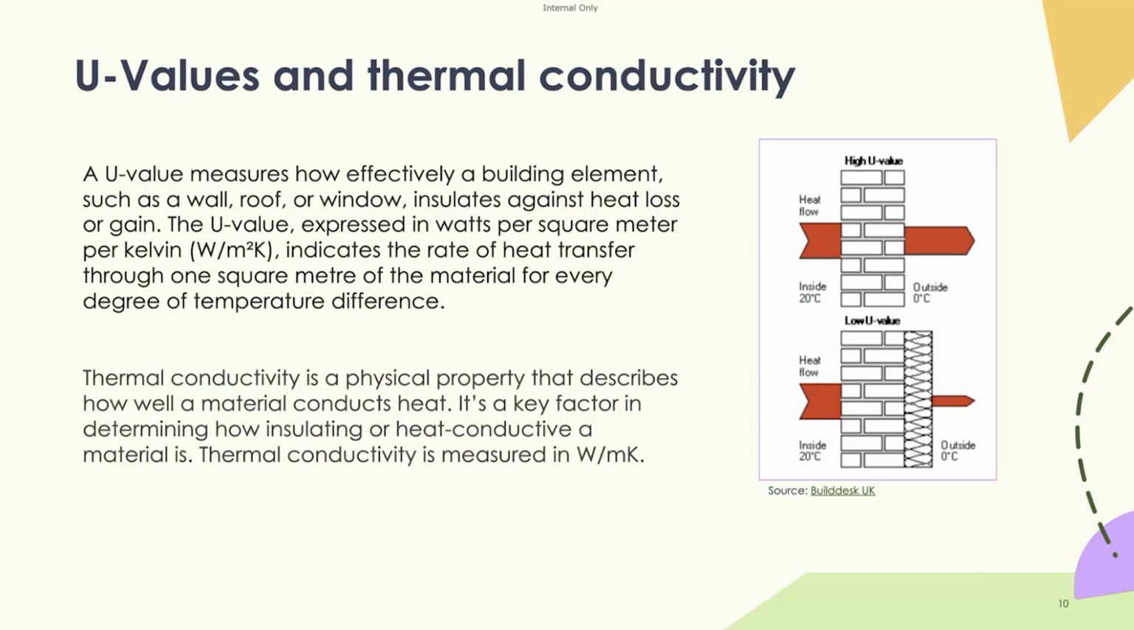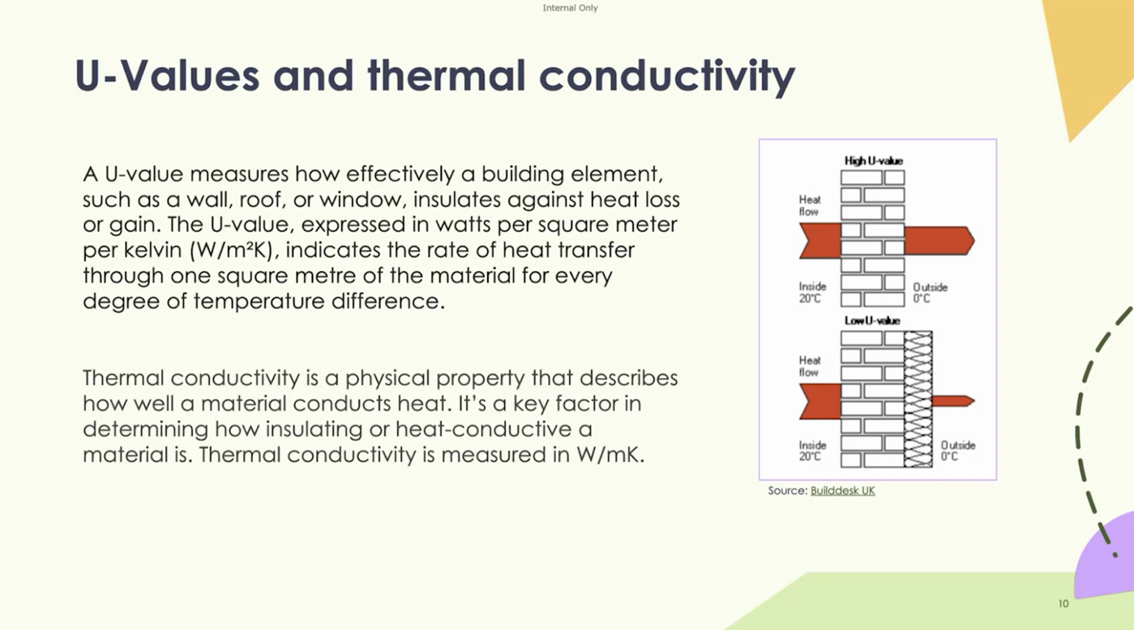So how is insulation measured in retrofit? A common term that people may have come across when going through retrofit strategies is U values and thermal conductivity. A U value measures how effective a building element, such as a wall, roof, or window, is at insulating against heat loss or gain. The U value is expressed in watts per square meter per Kelvin and indicates the rate of heat transfer through 1 square meter of the material for every degree of temperature difference.